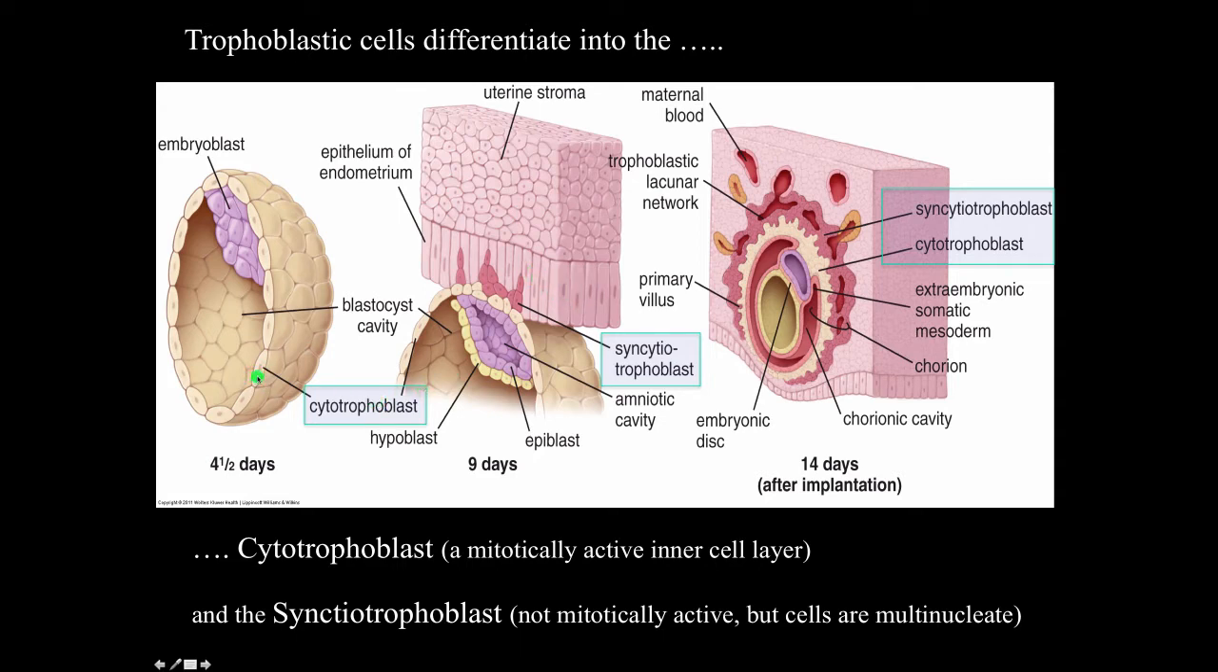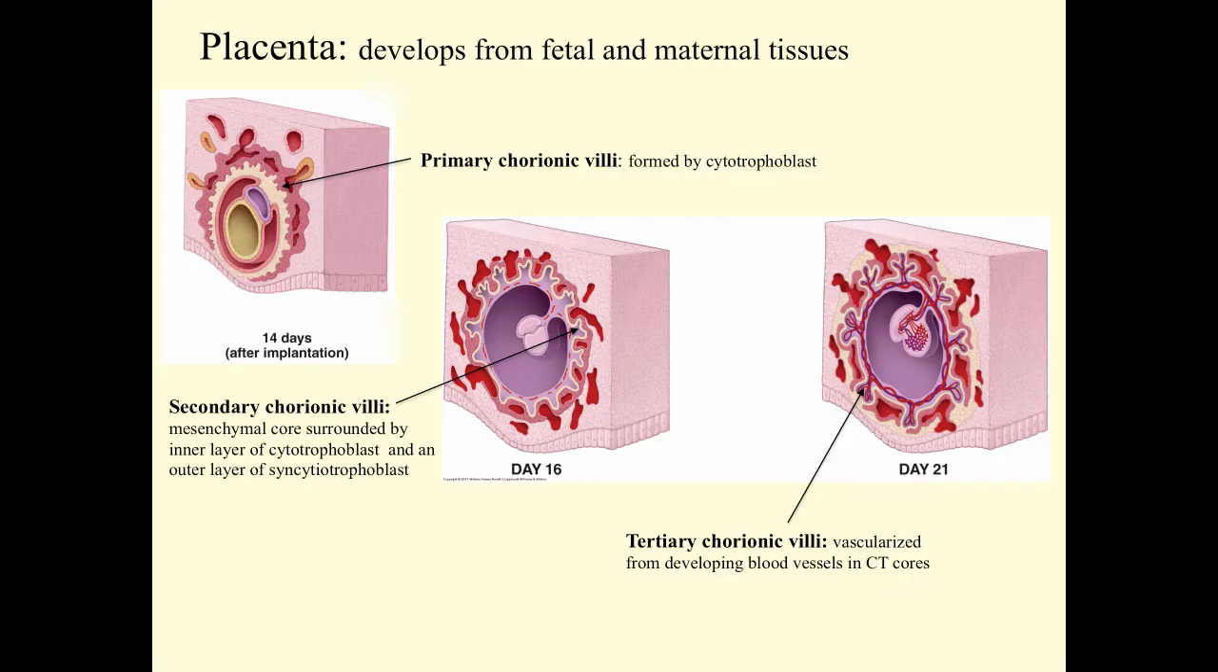At 4.5 days, the cytotrophoblast is developing. At 9 days, the cytotrophoblast is present. The syncytiotrophoblast is developing. And then at 14 days, you can see the syncytio and cytotrophoblasts. And I don't expect you to remember this embryology. I just put this up to refresh in your mind what happens in relation to implantation.